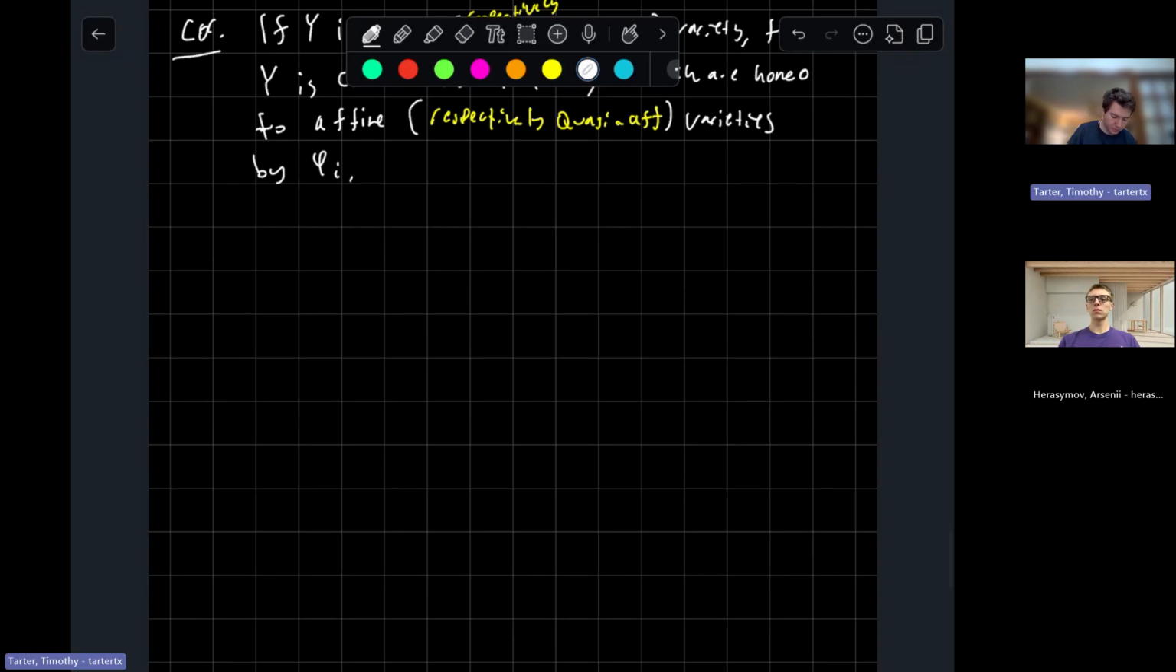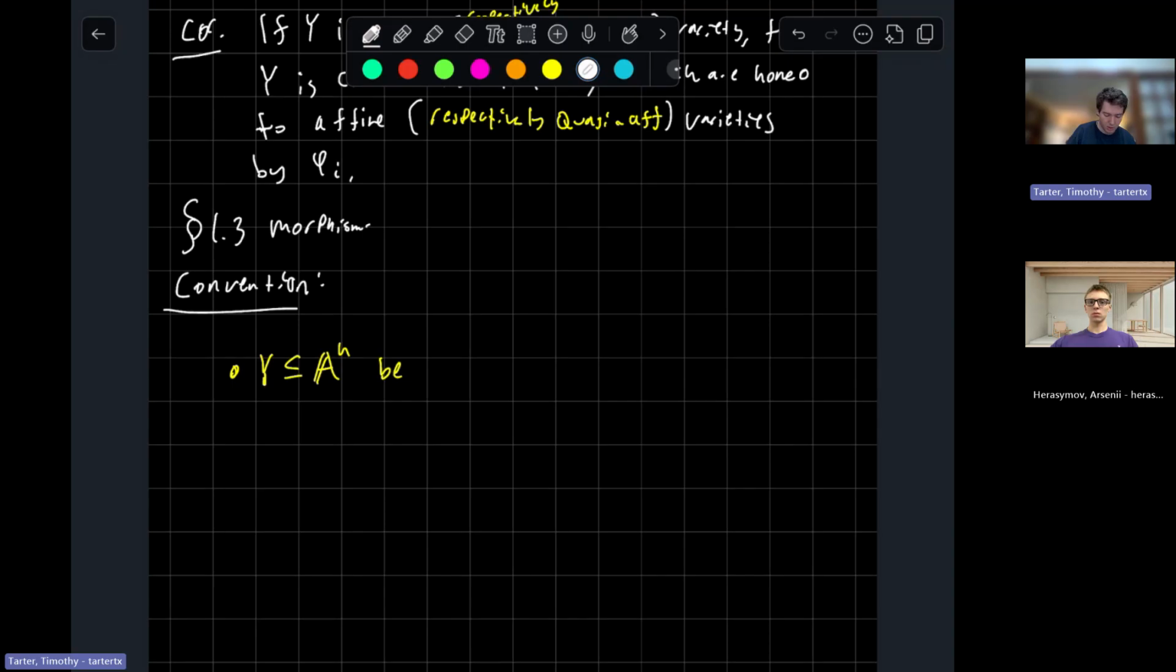So, convention: let Y be in affine space. Oh, and let me add a section. Now that we're in 1.3, this is the section on morphisms. There we go. So conventions: Y in A^n, the quasi-affine.